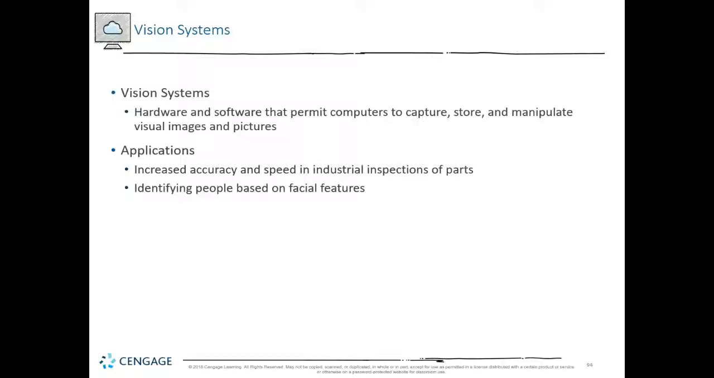Vision systems. Hardware and software that permit computers to capture, store, and manipulate visual images and pictures. Applications increase accuracy and speed in industry inspection of parts. Identify people based on facial features.